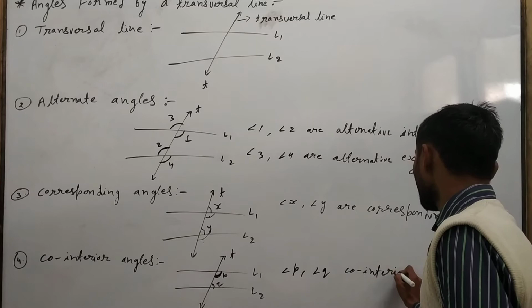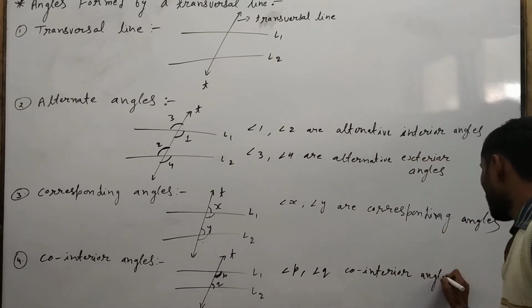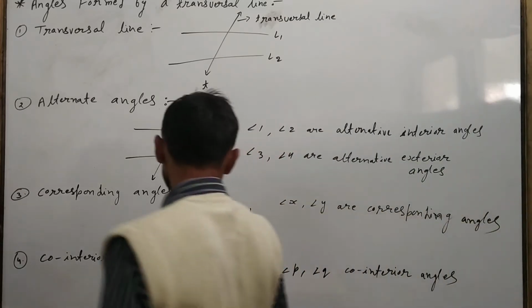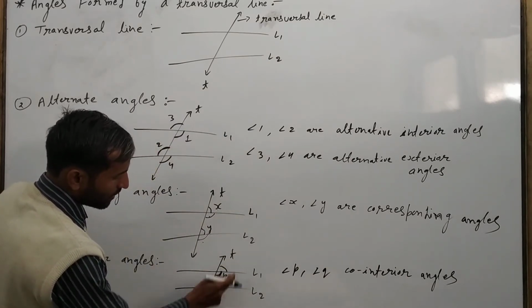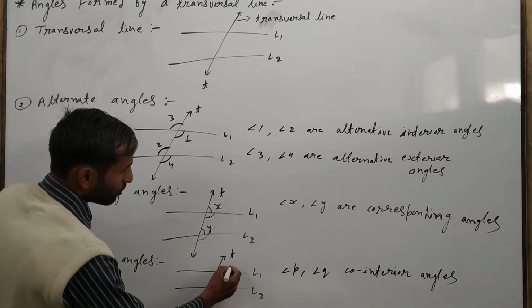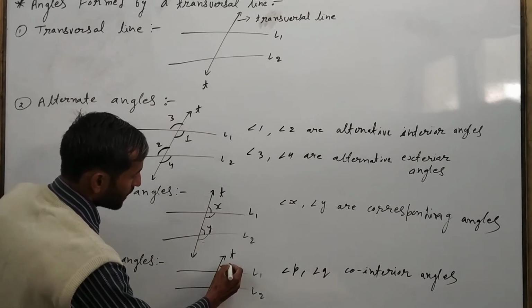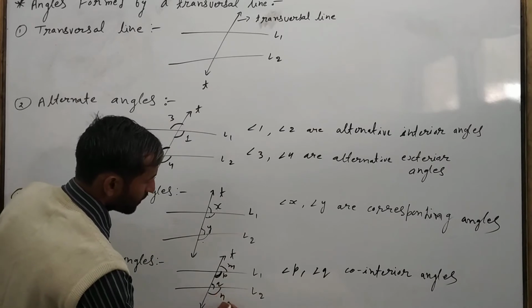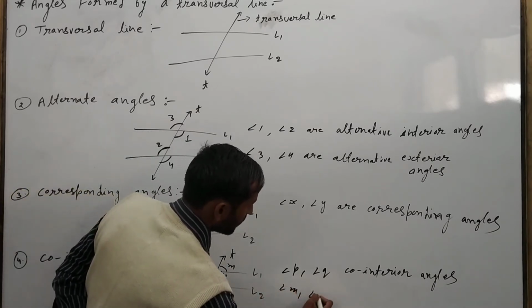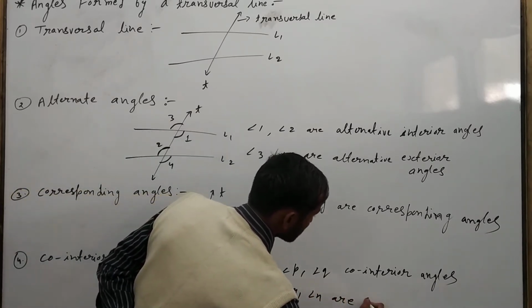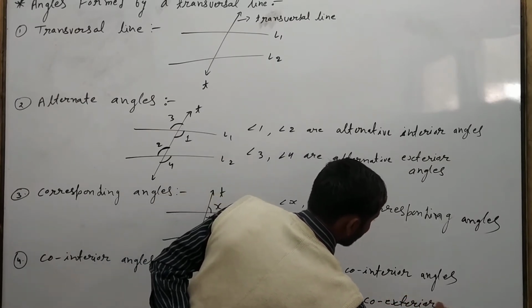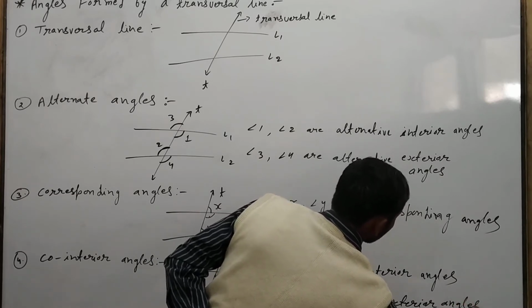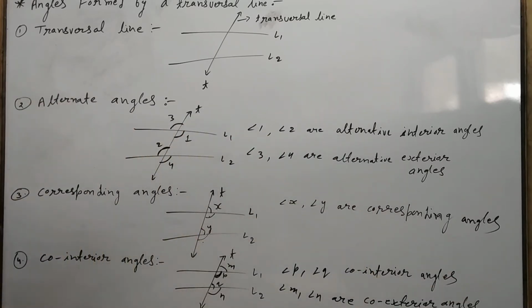Co-interior angles. And if we take the angles above line L1 or below line L2, on one side, these are called co-exterior angles. Let us take M and this one N. So angle M comma angle N are co-exterior angles. So these are the pairs of angles which are formed by two lines and one transversal line.